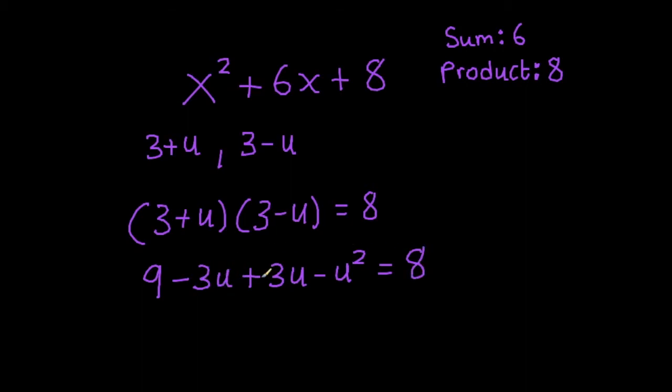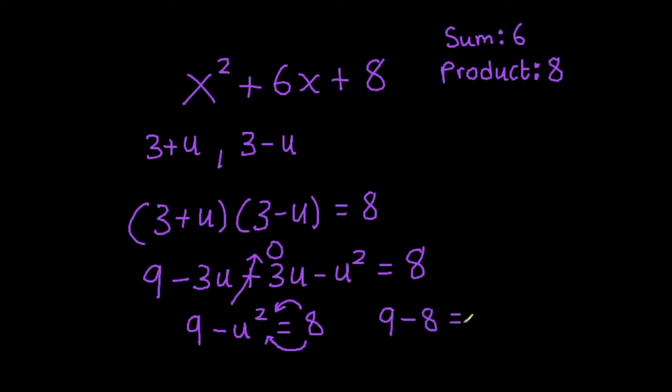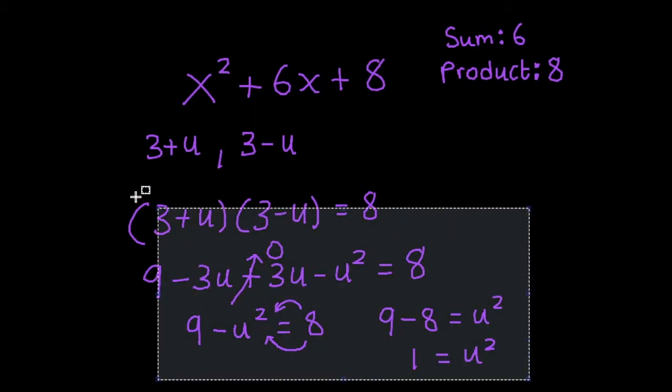Now notice the two middle terms cancel each other out. We have negative 3u and positive 3u. This just becomes 0. And so all we're left with is 9 minus u squared is equal to 8. And we can swap the positions of the 8 and the negative u squared, and in doing so they will change signs. So we have 9 minus 8 is equal to u squared, or 1 is equal to u squared. Okay, so let's make up some space now, and let's remember our result: 1 is equal to u squared.